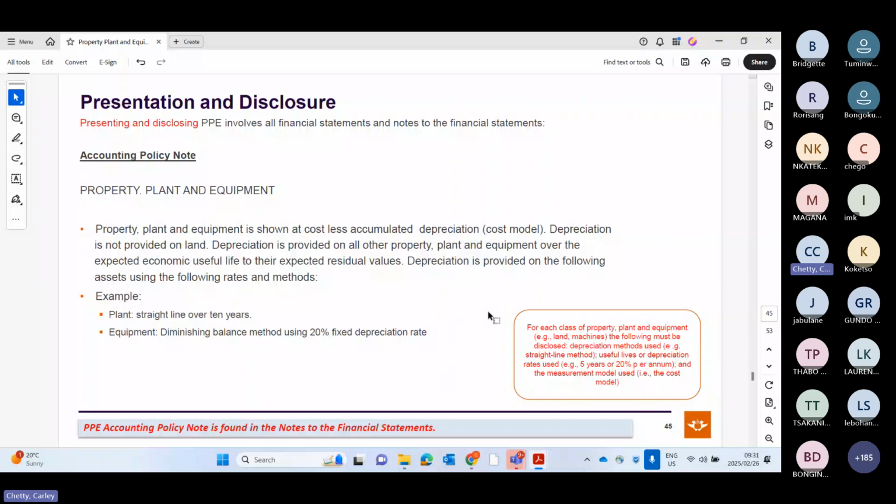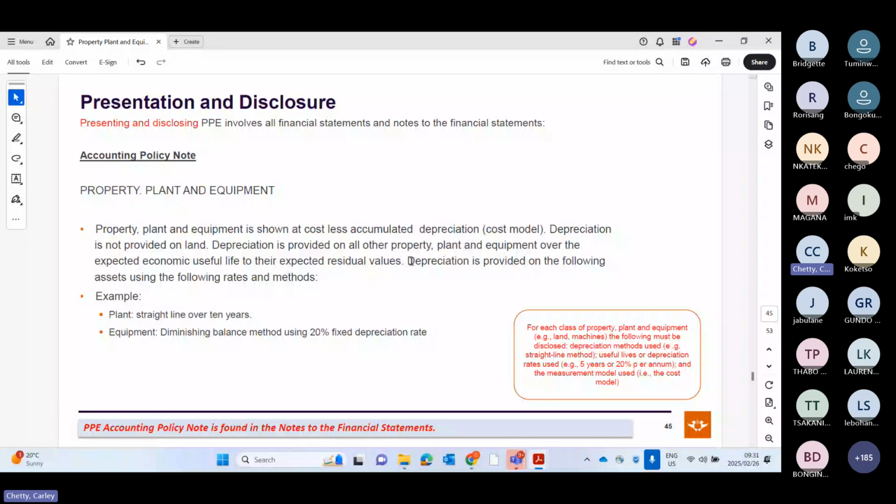Then we have an accounting policy note. This is an example of an accounting policy note. It just gives us a bit of description about the property, plant, and equipment. Here it says the PPE is shown at cost less accumulated depreciation and the cost model is used. It tells us that depreciation is not provided on land. The depreciation is provided on all other PPE over the expected economic life to the expected residual values. Depreciation is provided on the following assets using the following rates and methods.